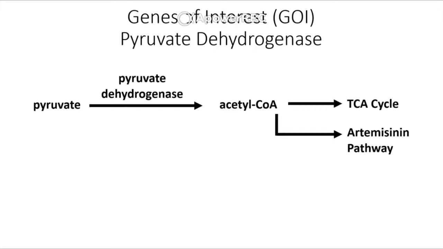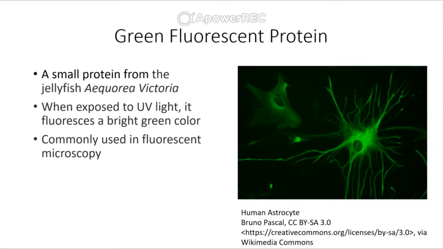To understand how this affects our artemisinin pathway, we want to add another gene here so that we can co-analyze the pyruvate dehydrogenase, because this isn't visible to the naked eye or even under the microscope, this is an invisible compound. So we can use something else to help us visualize what's going on. And that is the gene for green fluorescent protein. This is a small protein that was discovered from the jellyfish Aequorea victoria, I hope I'm saying that right.